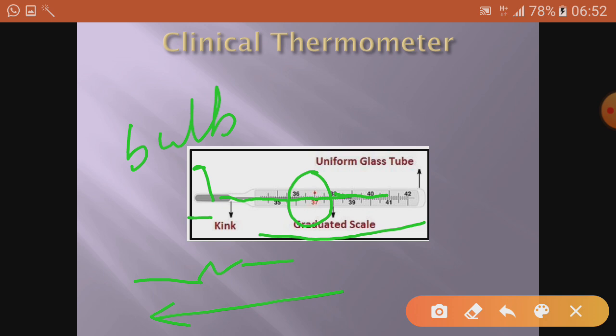Okay, so this is the clinical thermometer as a recap. And you see the range of this thermometer. It is from 35 to 42 degrees Celsius. This is the range of the clinical thermometer, which is used by doctors in clinics. That's why it is called a clinical thermometer, and it is basically used for measuring body temperature. Now we will see the precautions of using a clinical thermometer and how we should use it.